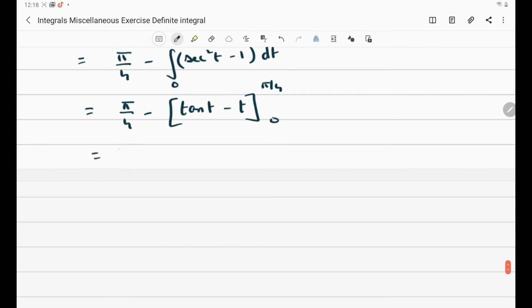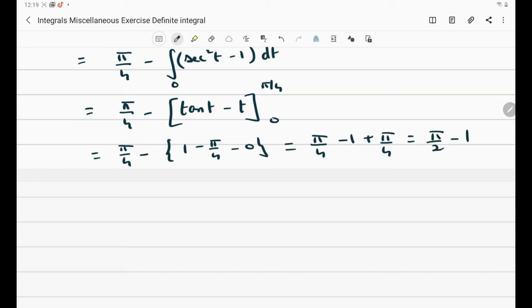So which is equal to pi by 4 minus of, if I substitute pi by 4 I get tan pi by 4 is 1 minus pi by 4, and if I substitute 0 I get 0. So we get this as pi by 4 minus 1 plus pi by 4, which is pi by 2 minus 1. So this will be the answer.